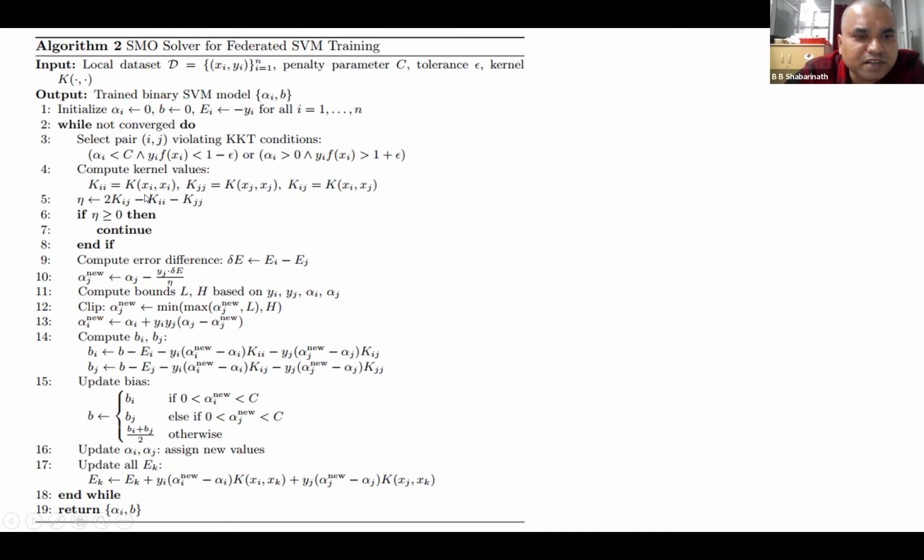Based on these updates, it computes the kernel values. Once this is done, it computes the error and updates the Lagrange multipliers. Finally, it also updates the errors. This process is repeated until convergence is reached. So this is basically the SMO solver. This SMO solver has been parallelized in the FPGA.